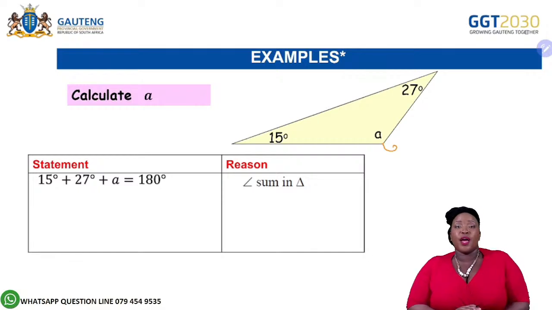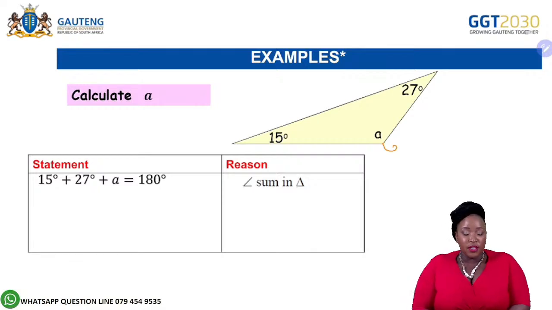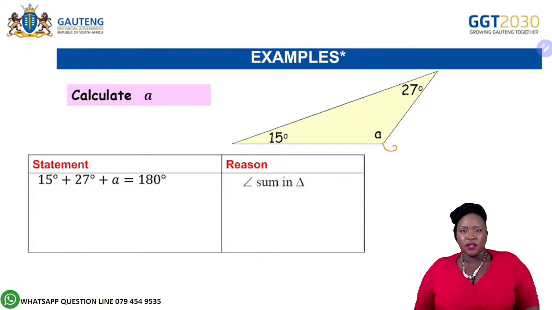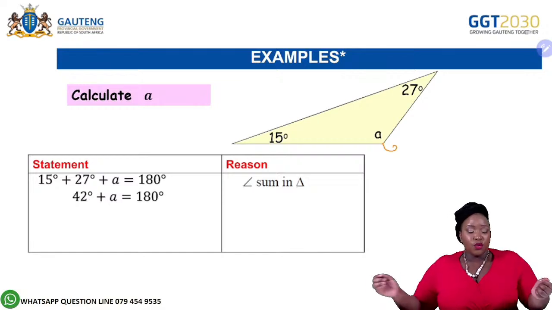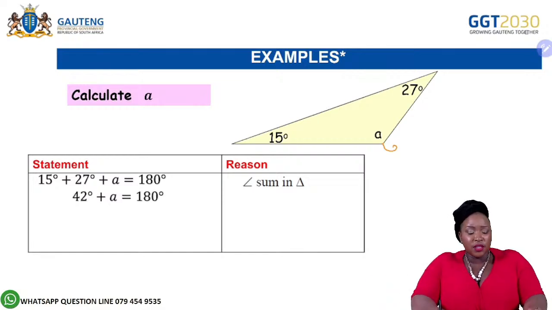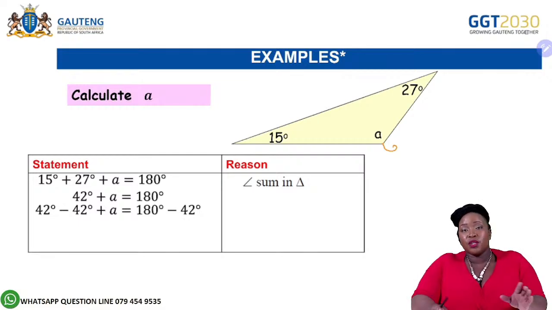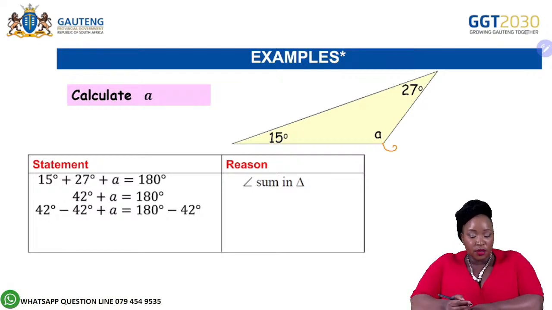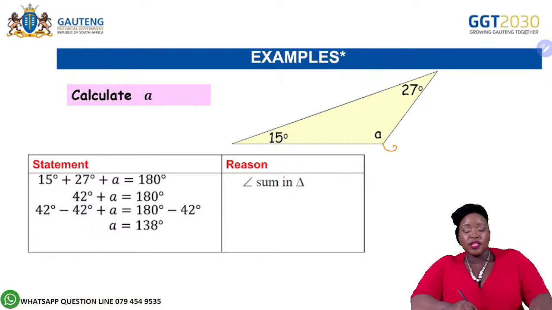So here we are going to add 15 and 27 degrees, and then we will subtract their sum from 180 degrees, right? So we'll have 15 plus 27 degrees gives us 42 degrees plus A, and we get A will be equal to 180 degrees minus 42 degrees. You see what we're doing here? We're just subtracting 42 degrees on both sides of our equation, right? Then you get A is equal to 138 degrees.